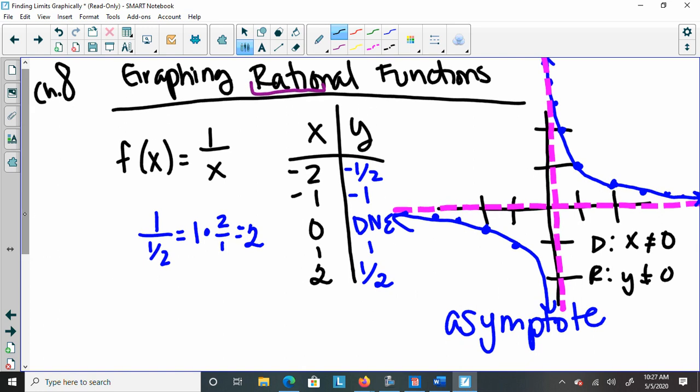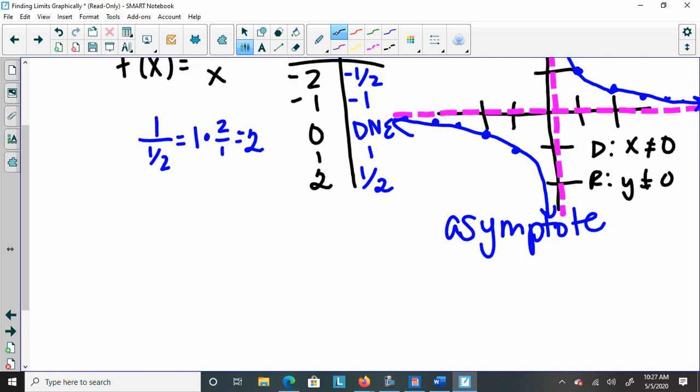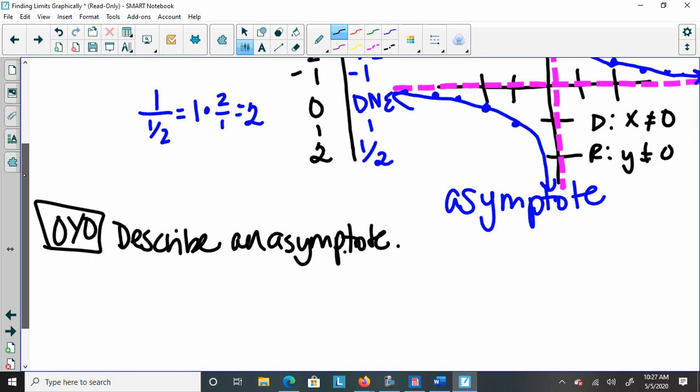So now we're going to do some transformations. Oh, first I'm going to have you answer a question on the question thing. So here's your own question. And the question is, describe an asymptote. So in your own words, just describe what you think an asymptote is after what I've just said. So just tell me what it is. What is an asymptote?